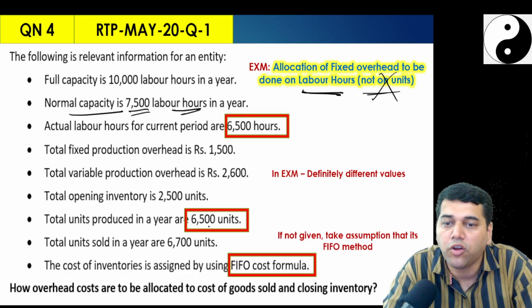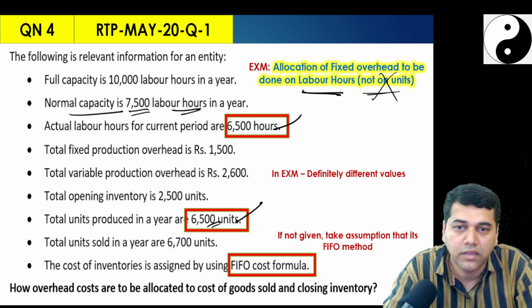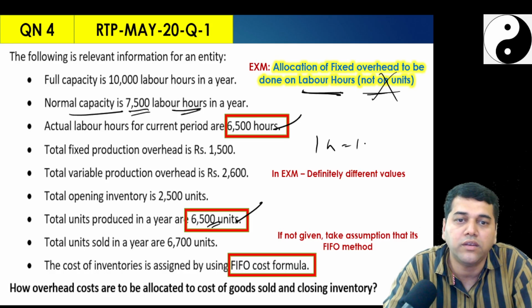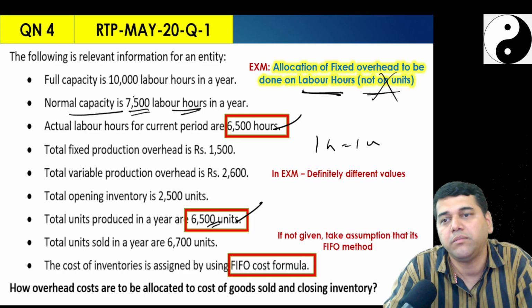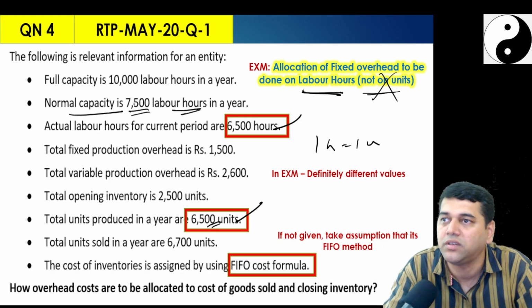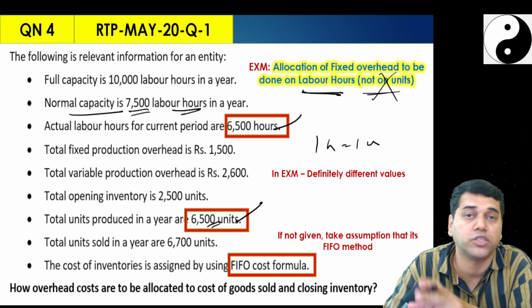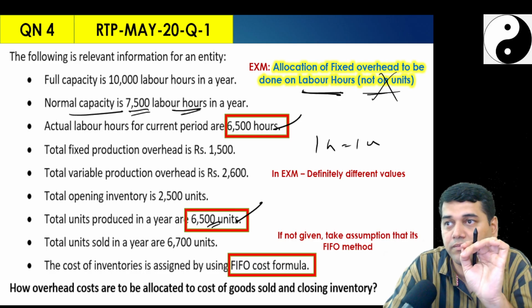You could have told, see, for one, normal capacity is 7,500 labor hours. For units, 6,500, because actual is 6,500, like 1 hour is equal to 1 unit. Then my normal capacity, unit also, must be 7,500. You can go with that assumption. Numbers you will get correctly, but it is not acceptable. So for this particular question, I tell you, please do it the ICA way.